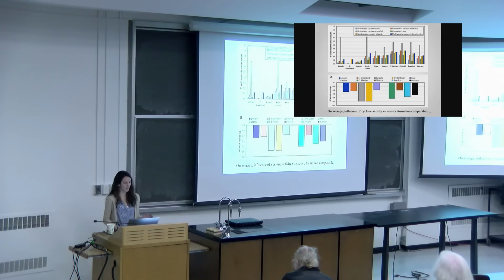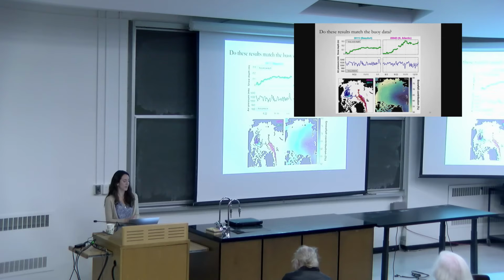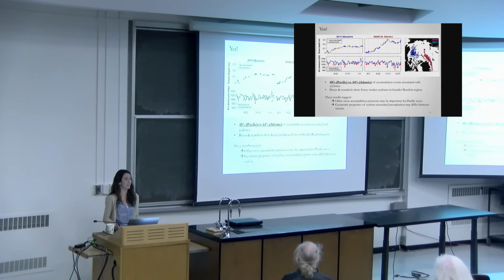Okay, so we were motivated by this pattern of snow accumulation on sea ice in these two different regions, and we wanted to know, does this analysis match with the buoy data? Does this make sense? When we ran the tracker on these same areas that the buoys were drifting, we found that, yeah, actually they make a lot of sense. We found that less than half of the accumulation events in the Pacific were associated with cyclones, and a larger proportion in the Atlantic were found, but not nearly 83%, but definitely more than half, 64%.